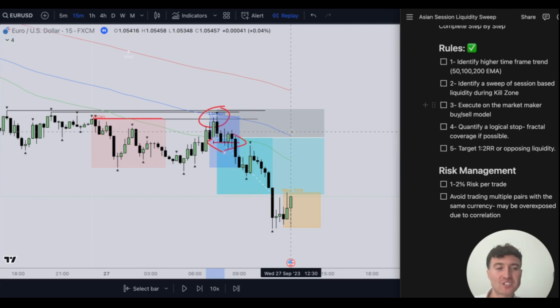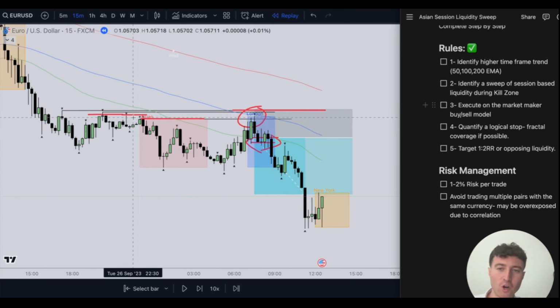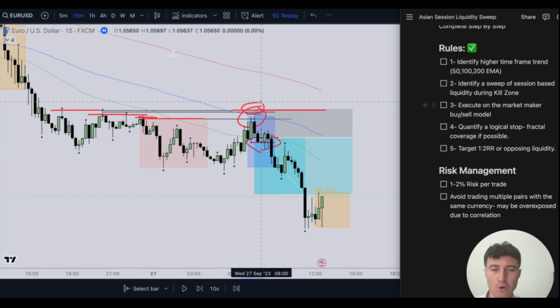Number 3, execute the sell. So the market maker sell model, which in this instance is actually just bearish momentum stepping into the market. Number 4, quantify a logical stop loss, fractal coverage if possible, which you can see we've got right here. Fractal highs were over to the left. Can we get some coverage? Yes, we have. We've got that right there. And then 5, objective approach, target 1 to 2 or opposing liquidity. I like a 1 to 2, very objective, very rule-based, very quantifiable, and that's personally what I like to stick with. Of course, 1 to 2% risk per trade, and avoid trading multiple pairs with the same currency cross because you may be overexposed due to correlation.